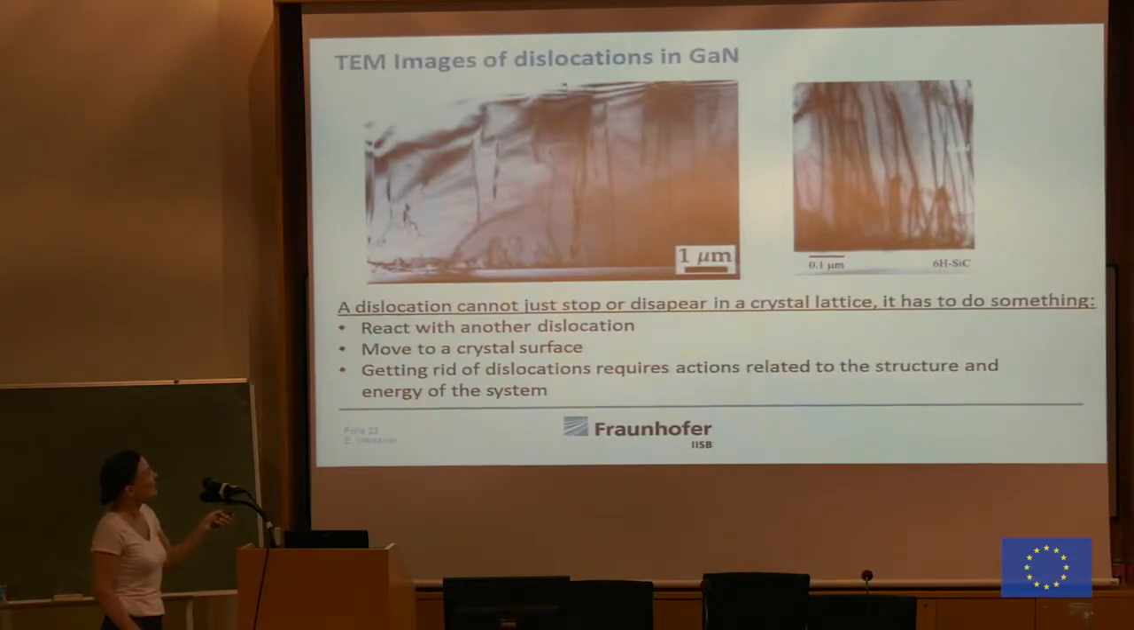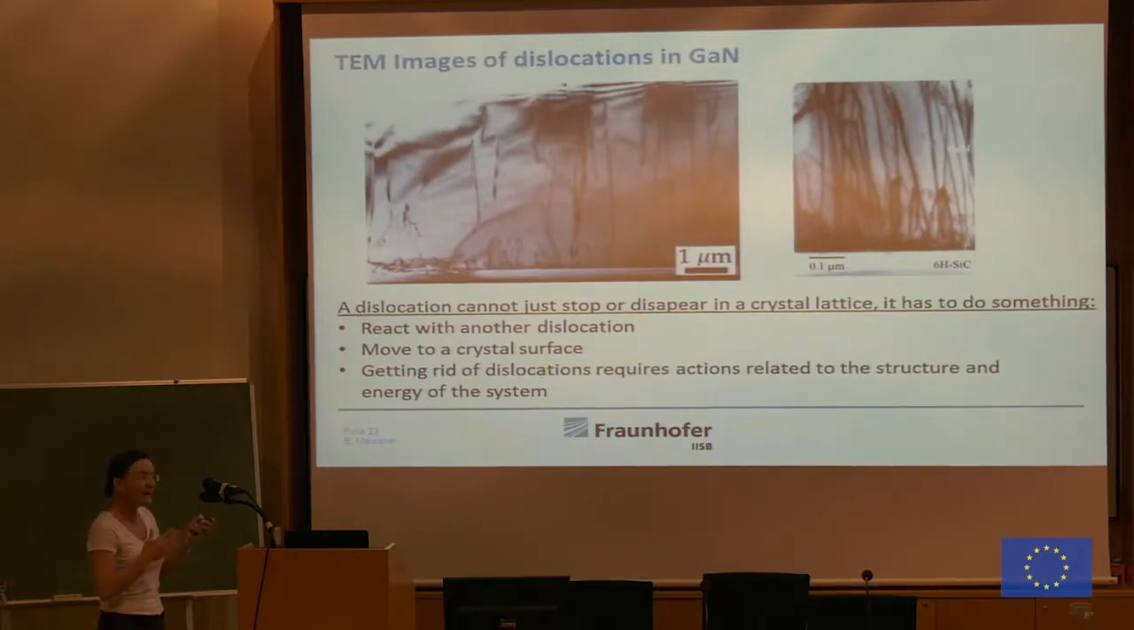So dislocations can never just stop or disappear in a crystal for energetic reasons. So they have to do something. They have to grow out to a surface to annihilate. They have to react with another dislocation. They have to move and, let's say, annihilate with a dislocation of a different type, and so on. So getting rid of a dislocation requires some action, which takes into account the thermodynamics, so the energy of the system, driving forces, and of course the structure and direction, so the crystallography of the system.